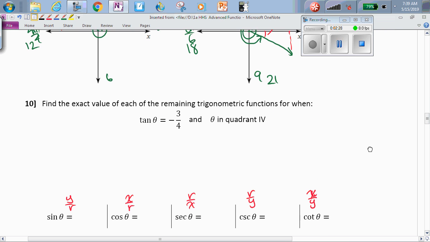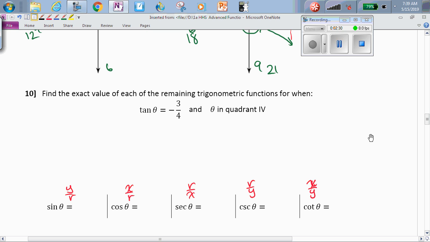Okay, number 10. So find the exact value of each of the remaining trig functions. So tangent is going to be opposite over adjacent, or y over x, however you want to think about it. It tells us that it's in quadrant 4, so I don't even have to worry about which quadrant it's supposed to be in. I know that this is opposite and adjacent. So opposite is 3, adjacent is 4. The overall answer is negative, which has to be applied to the 3.